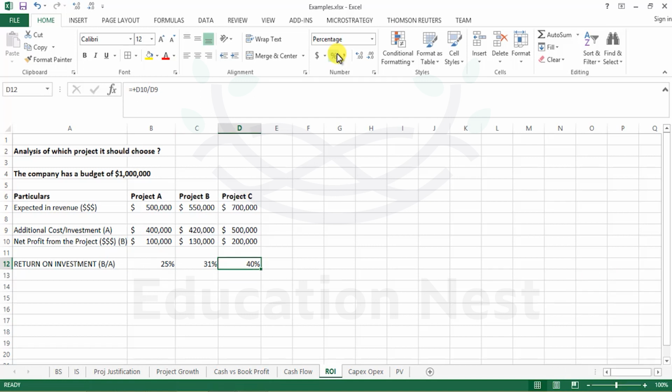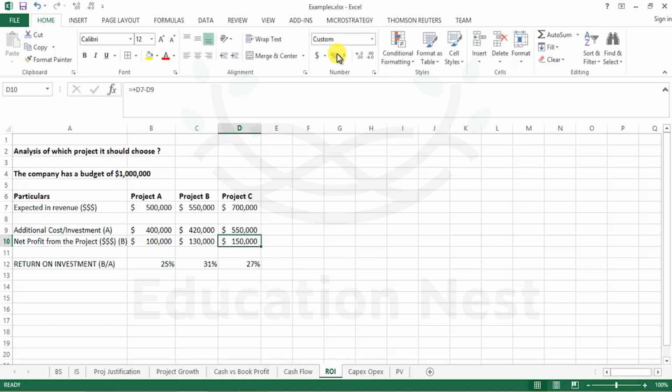Now let's try to tweak the numbers a bit to see how the computation changes in terms of dollar value and percentage value. Over here it's simple enough. Project C is the first preference, project B is the second preference because it gives both a good return on investment and a good return in terms of absolute dollar values also. Now let's say to undertake project C, the company will have to incur a cost of $550,000. Okay.